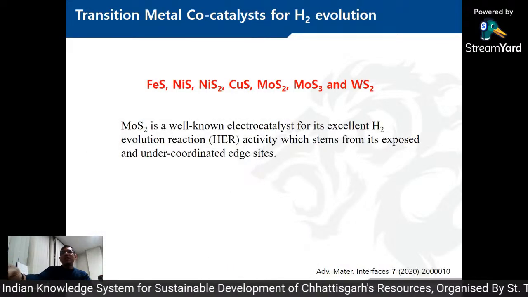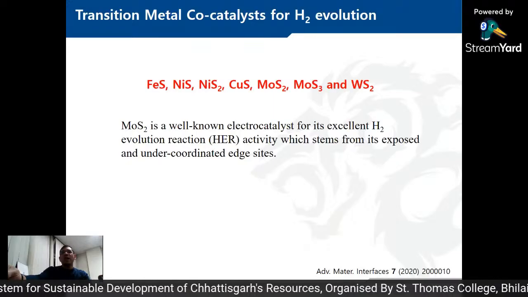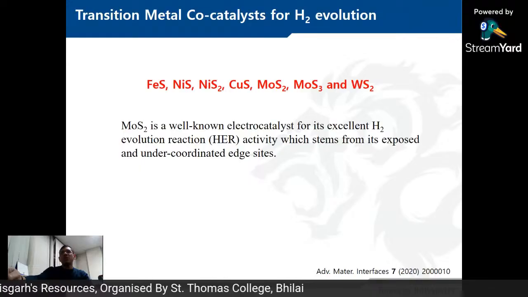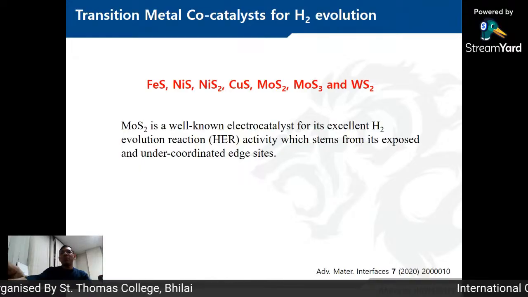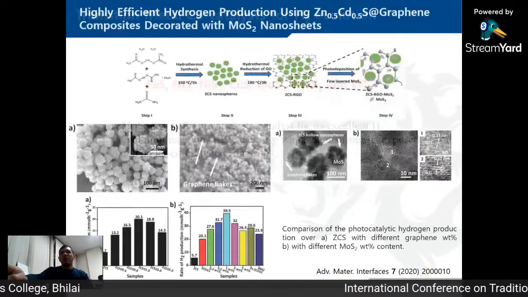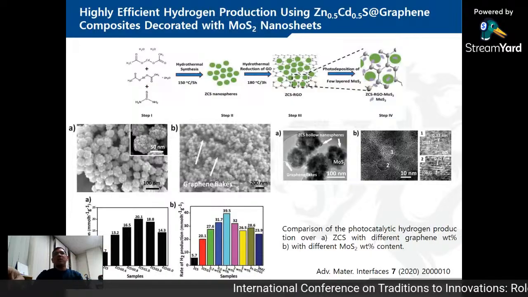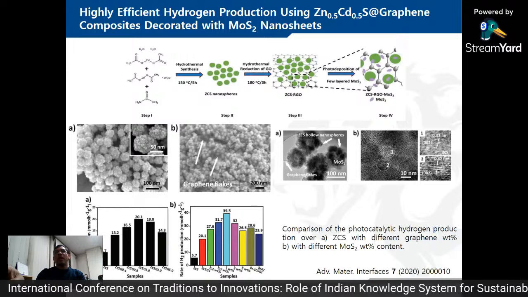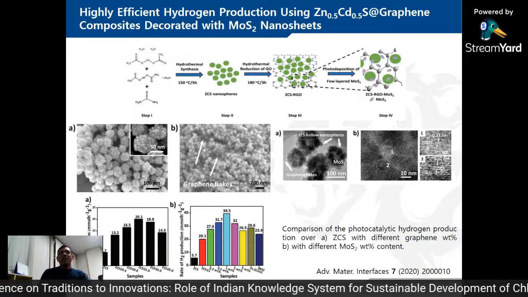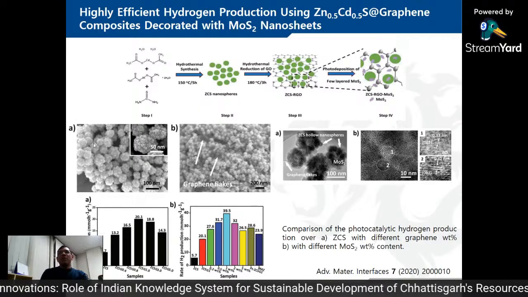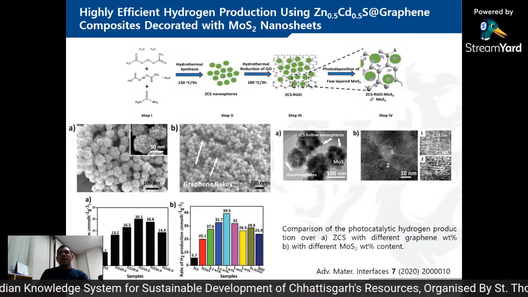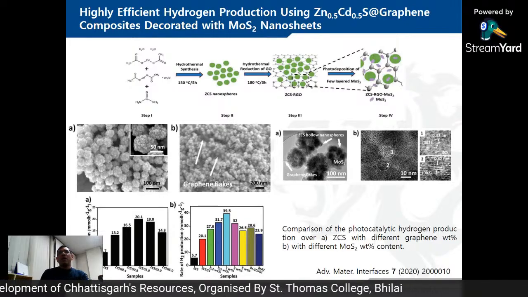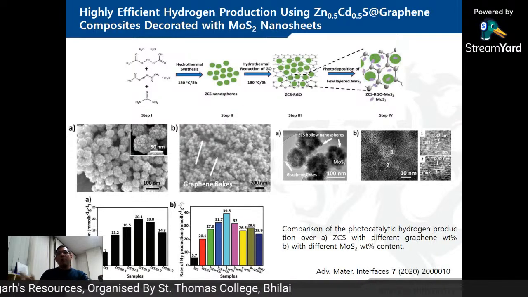And apart from the other co-catalysts, we can use iron sulfide, nickel sulfide, or many other sulfides. Out of these, most researchers usually use molybdenum sulfide. We have also used molybdenum sulfide in this one. This is one of my experiments where I used a solid solution zinc cadmium sulfide with graphene oxide. You can see this is pure zinc cadmium sulfide, and over this a small sheet, a very thin transparent graphene composite, is draped over the surface.